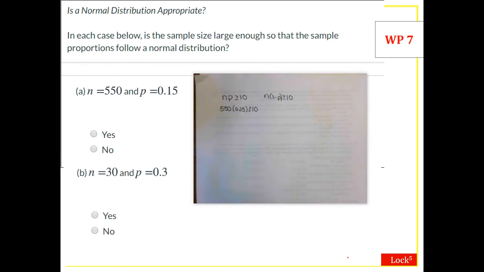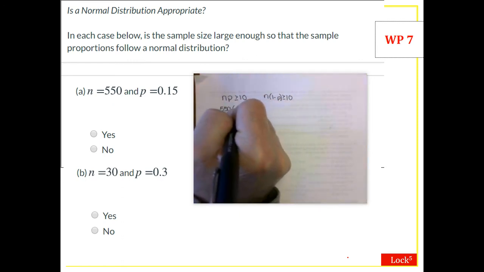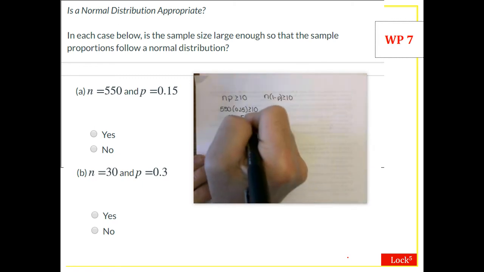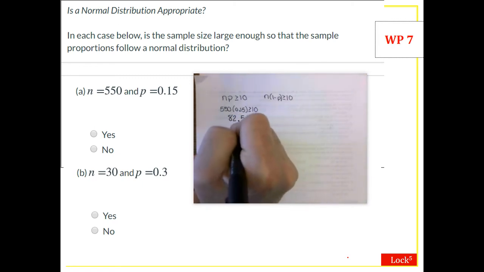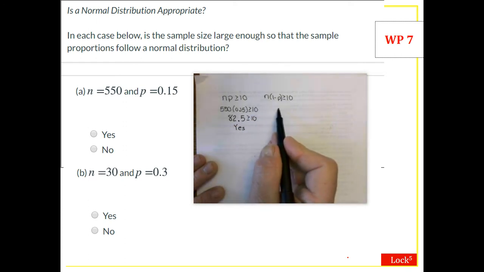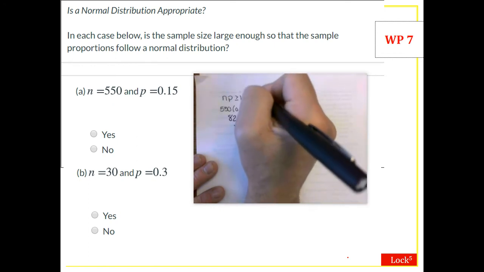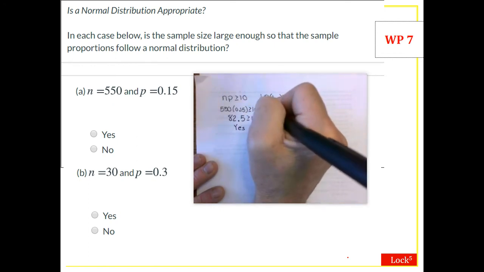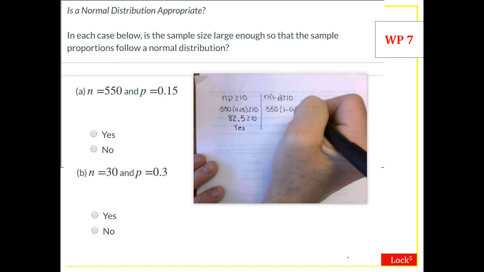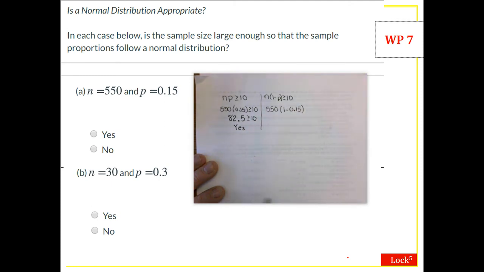All right, well, take a calculator, do the math, crank that number out, and I get 82.5. So my first question is, is 82.5 greater than or equal to 10? And the answer to that is yes. I'm halfway there. Not only does this one have to meet the parameter, but this one has to meet the parameter also. So for my second one, I'm going to take the same n, because the group size did not change. I'm going to do 1 minus 0.15, because this is the other proportion. So one of the proportions is 0.15 or 15%, and the other one is really 85%.